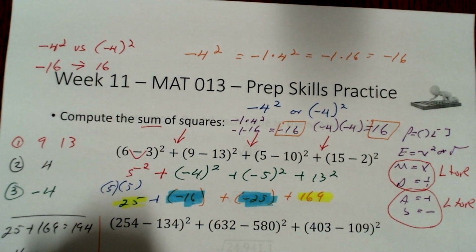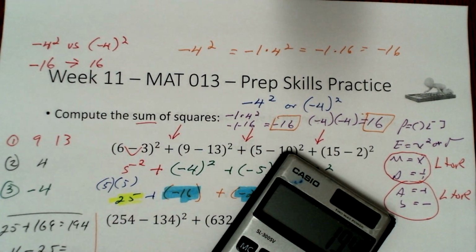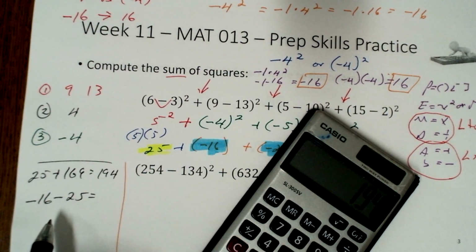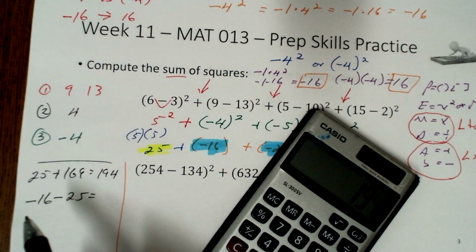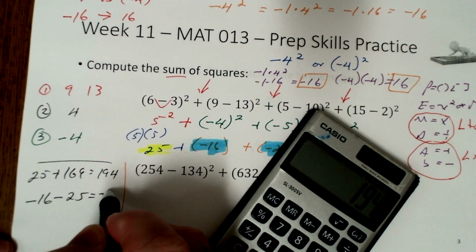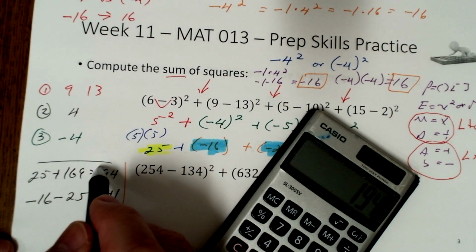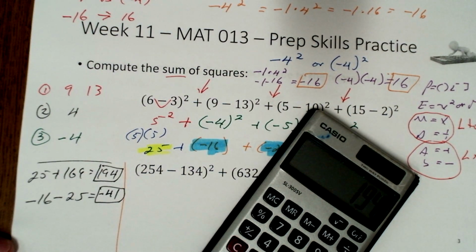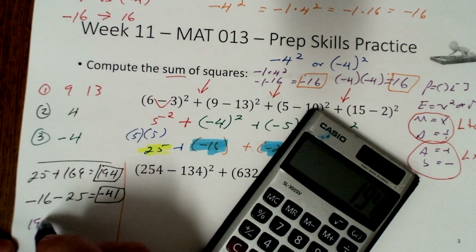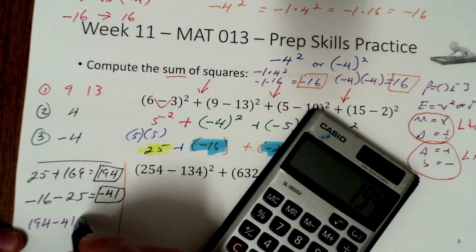And then we have minus 16 minus 25. Well, remember, think of that number line. You're at minus 16 on your number line, and minus is left on the number line. You go minus 25 more, where are you now? You're at minus 41. So this is minus 41. So we got a solution from our positive values. We got a solution from our negative values. Now let's combine those. Well, basically we have 194 minus 41.